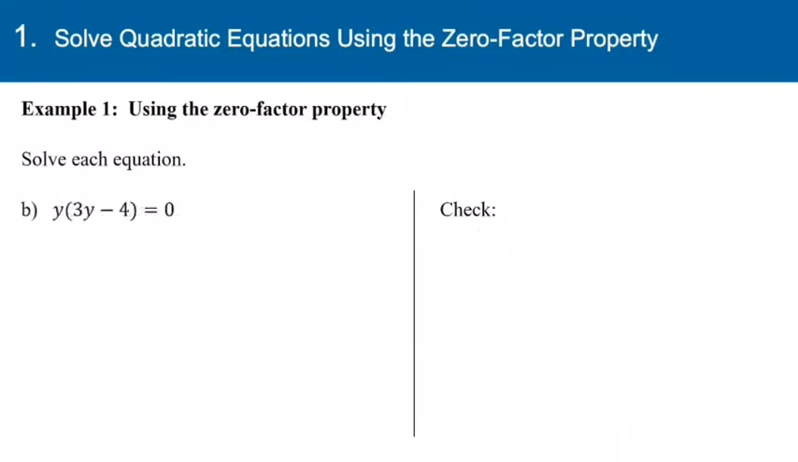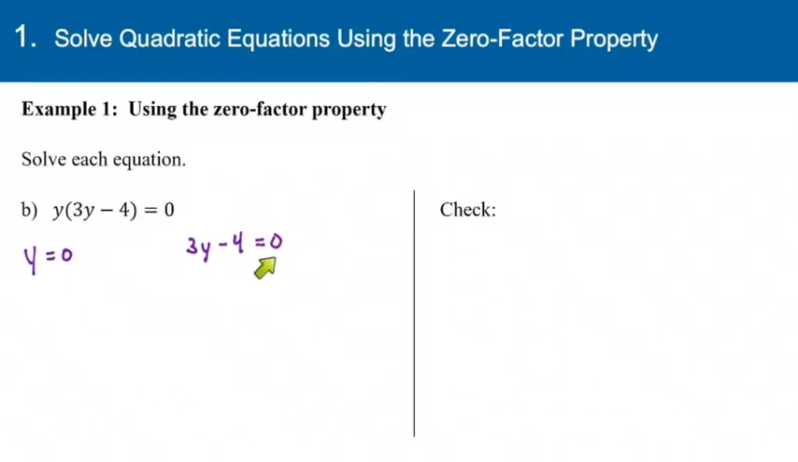Here's part B of example 1, and again we're using the zero factor property. This expression is already factored for us. So we know that if this times this is equal to 0, one of these factors has to be 0. Either y equals 0 or 3y minus 4 equals 0. If y equals 0, there's nothing to solve. That's just 0 is one of our solutions.